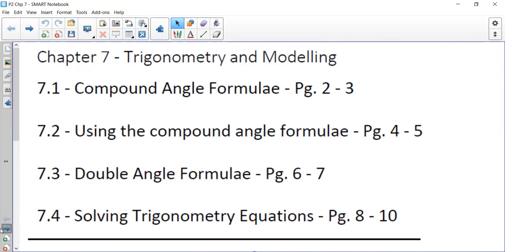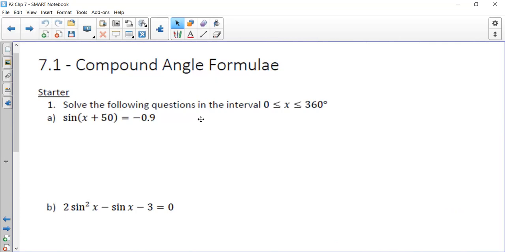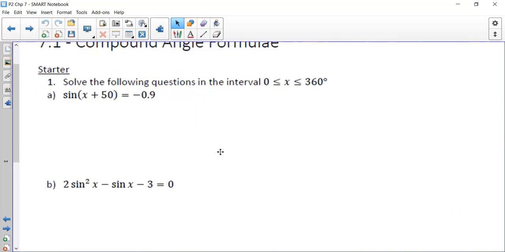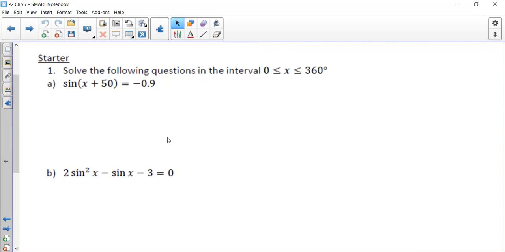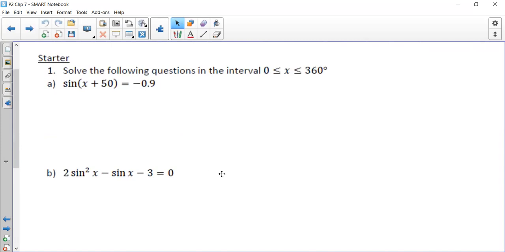Why not? First thing, here's the start of the question. If you've got the notes with you, then you can do it in your notes. If you don't, you can just have a look at the question here and do it on a piece of paper. So question 1, and then question 2. Pause the video and have a go at the questions. When you're ready for the answer, you can press play.